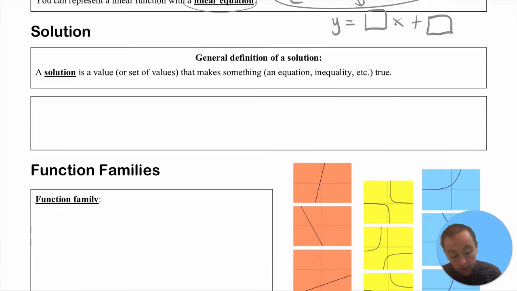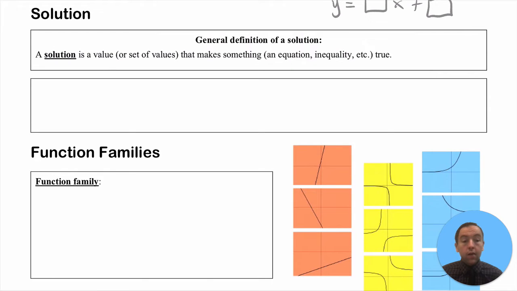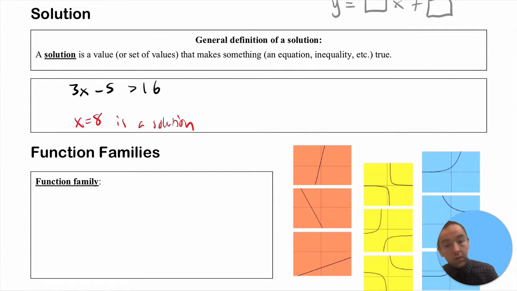As we work our way through lines, it's going to be really critical for us to understand solutions, when we get to graphs that aren't lines in the future as well. A solution is really just something that's going to make your equation or inequality or whatever it might be true. So if you have a relationship like 3x minus 5 is greater than 16, it turns out that x equals 8 is a solution. There's actually a lot of solutions here, and that's true because if you substituted 8 in for x, you end up getting 19 on the left-hand side, and of course 19 is greater than 16.